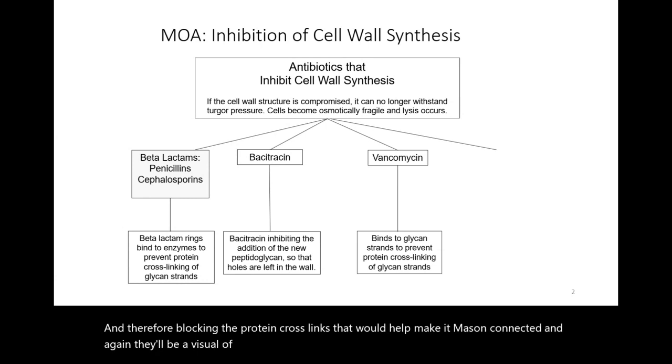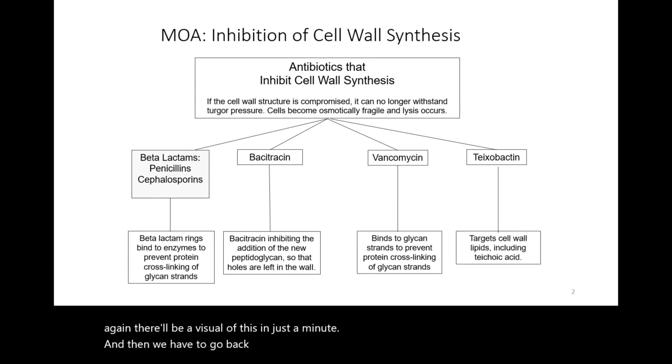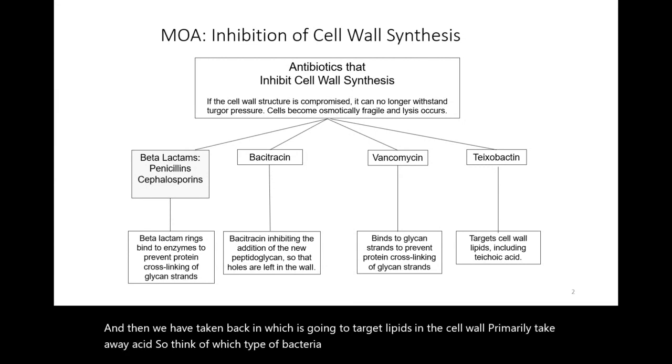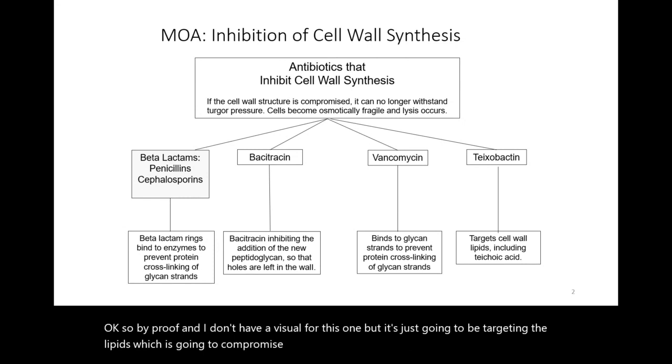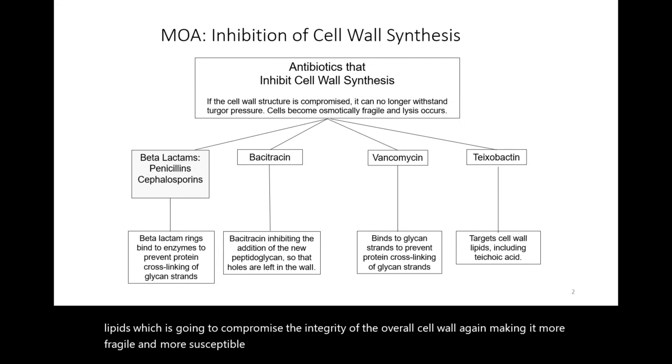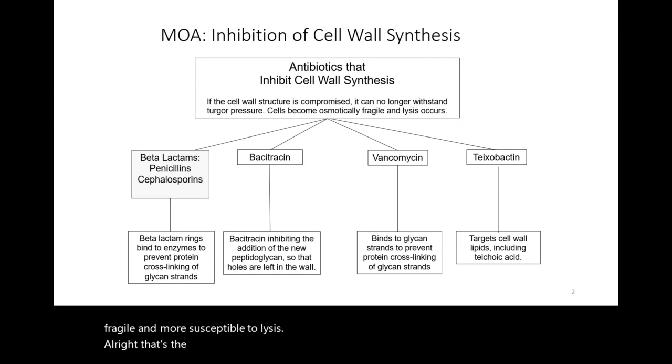And then we have tacobactin, which is going to target lipids in the cell wall, primarily teichoic acid. So think of which type of bacteria are most susceptible to this. I don't have a visual for this one, but it's just going to be targeting the lipids, which is going to compromise the integrity of the overall cell wall, again, making it more fragile and more susceptible to lysis. All right, that's the end of our antimicrobials that target cell wall synthesis.